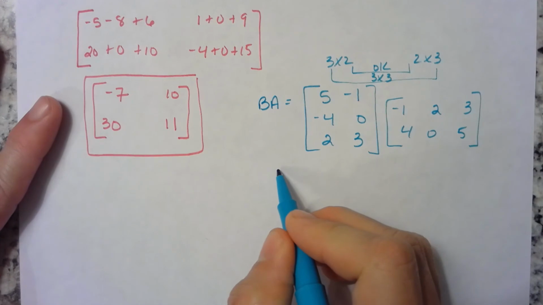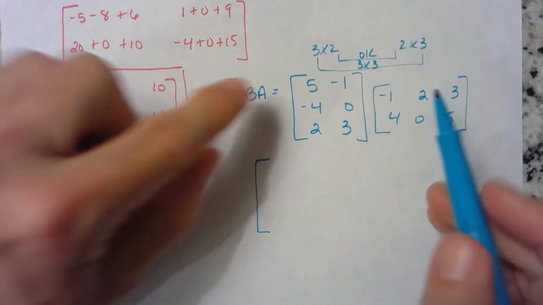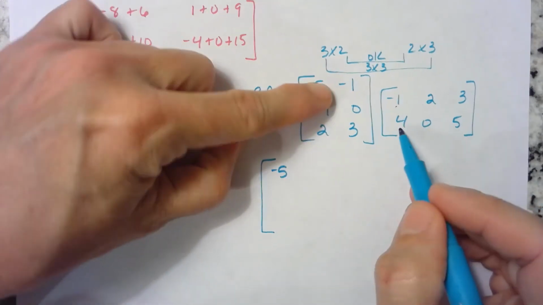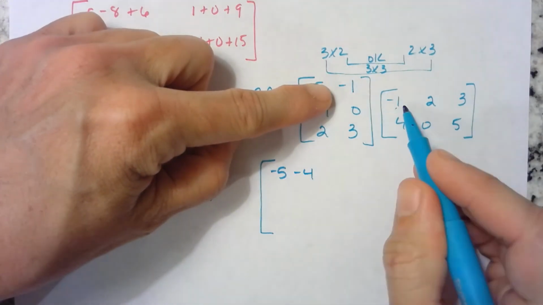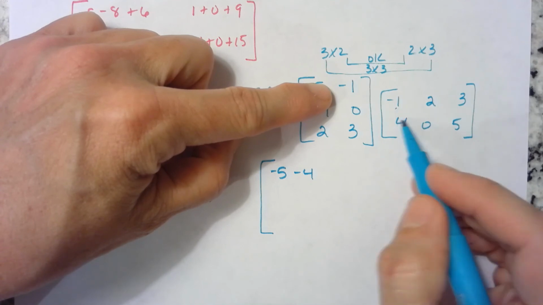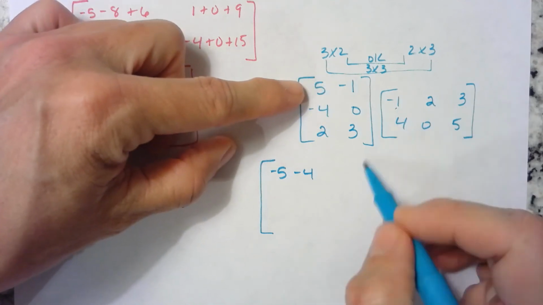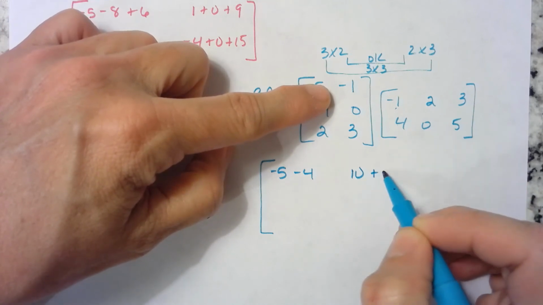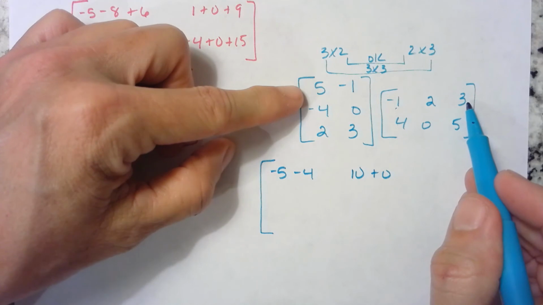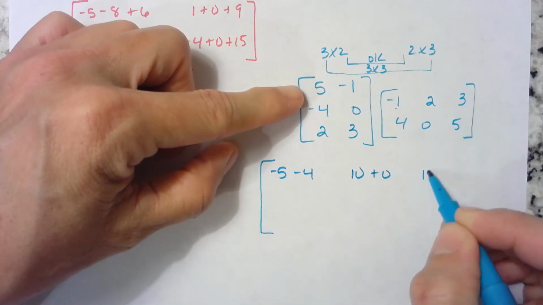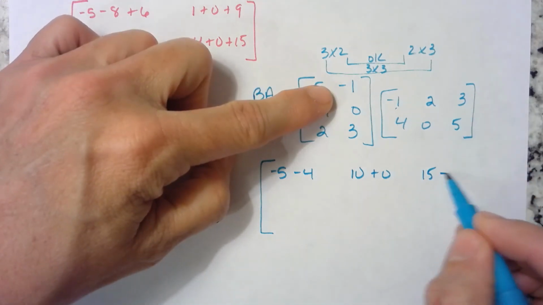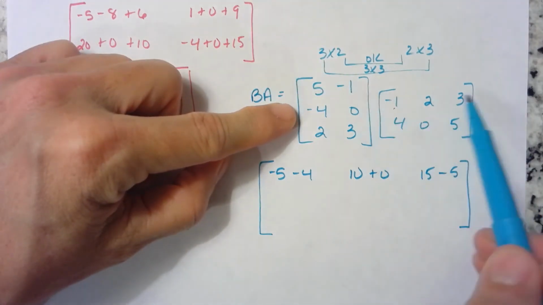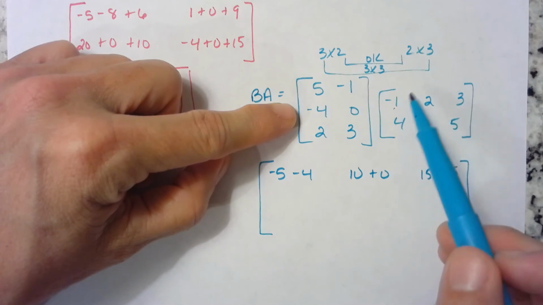So I need to make a taller matrix this time. 5 times negative 1. Negative 1 times 4. I finished the first column and you move to the second column. 5 times 2. Negative 1 times 0. Move to the third column. 5 times 3. Negative 1 times 5. Now I finished everything in the first column and the first row.